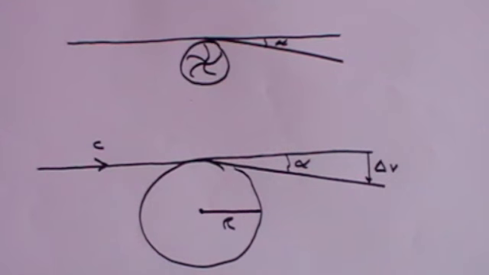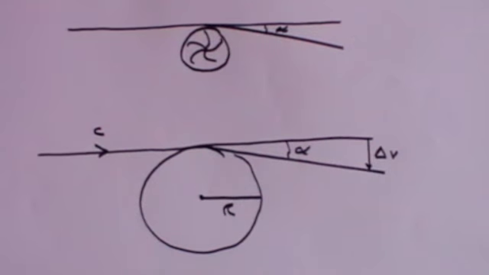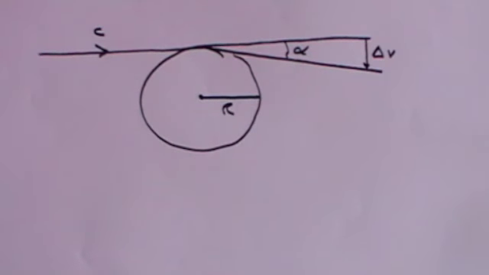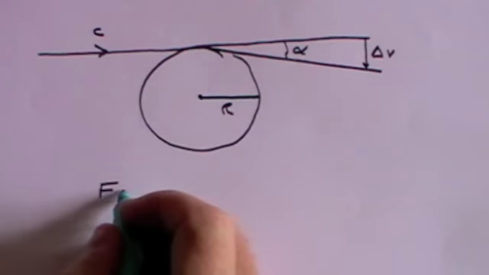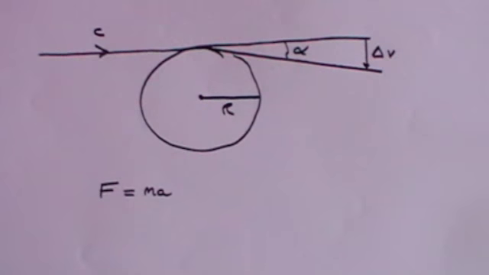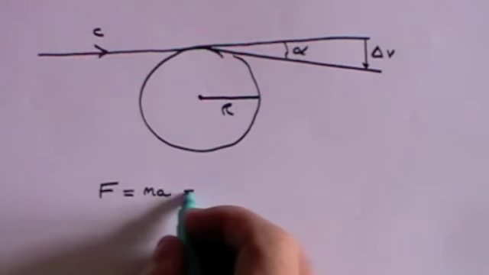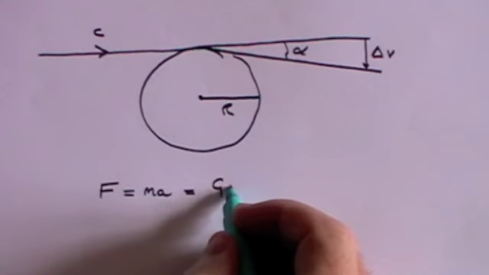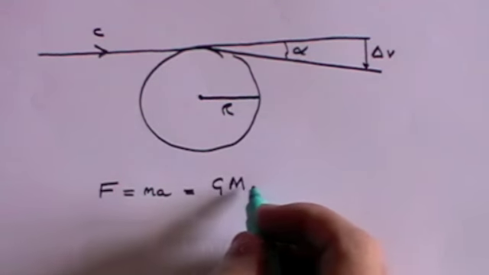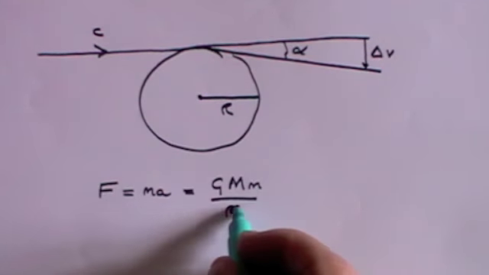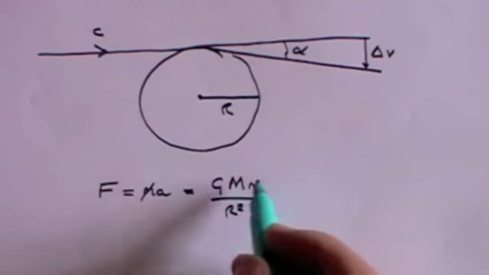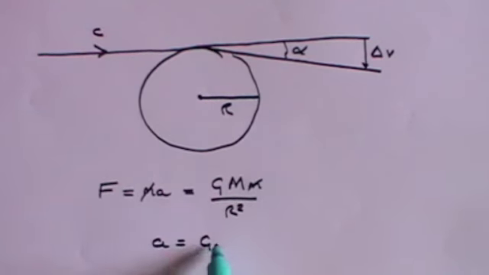And if the photon's velocity has been changed, then it must have been subject to an acceleration. And in Newtonian mechanics, we can identify what that acceleration is, because we can say the gravitational force, which is the mass times acceleration, is also equal to the gravitational constant times the mass of the large object, M, times the mass of the small object, m, over r squared. The m's cancel, and that gives you an acceleration of GM over r squared.